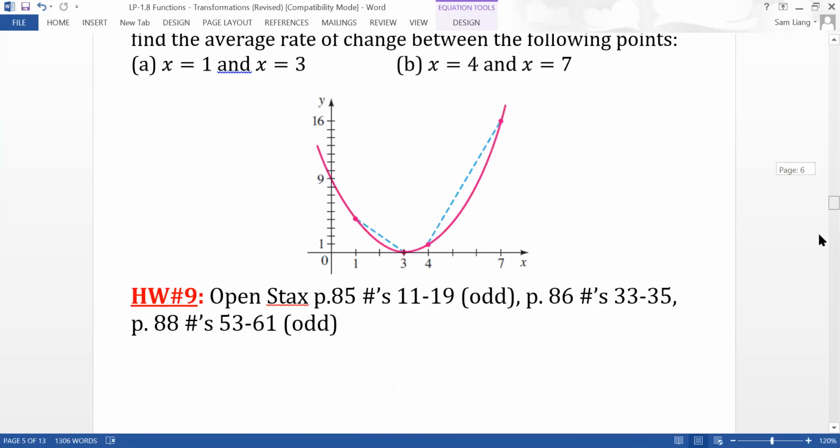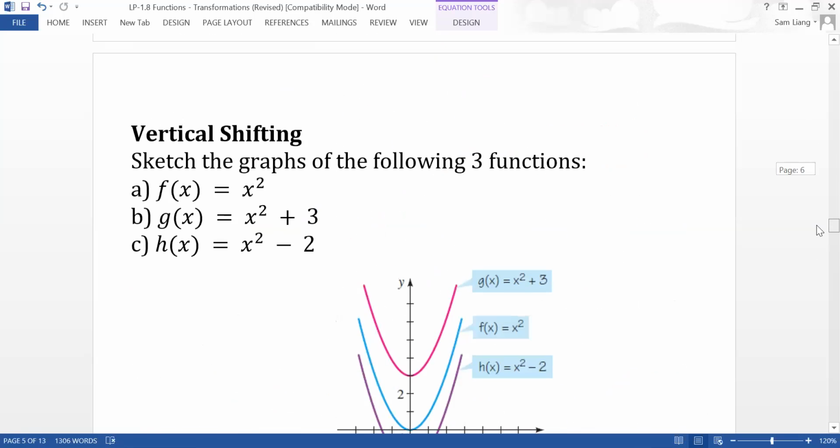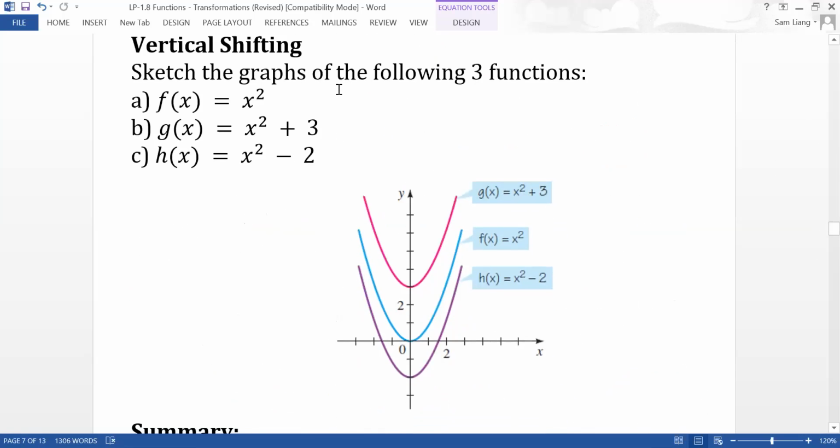So here's a slide. So vertical shifting, okay? Sketch the graphs of the following 3 functions. So we have x squared, right? And I'm just going to show you the answers here. So these should be just quick, you know, x squared plus 3, x squared minus 2. And as you remember, hopefully, right, this shifts 3 units up, and then this shifts 2 units down. All right, so vertical shifts, it's pretty intuitive, right? If you have plus, you go up. If you're subtracting something, you go down.